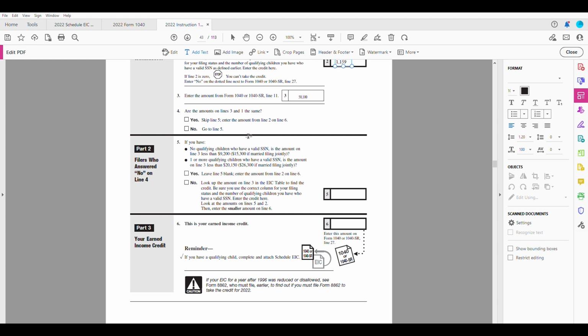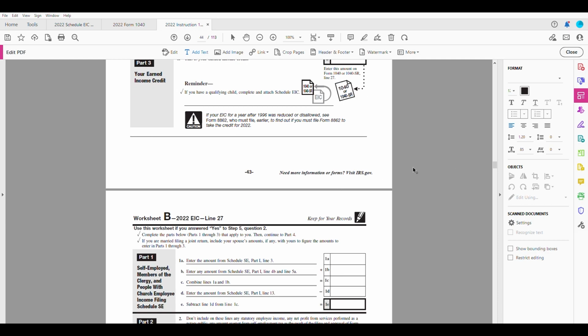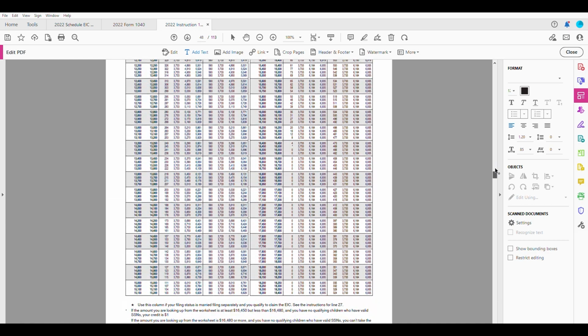So let's go to line 5. If you have 1 or more qualifying children and valid Social Security, is the amount less than 26,300 if you're married filing jointly? No, it's not, right? It's 50,100. So now we have to look up on line 3, the amount on line 3, which is the 50,100, and go back to that table that we are looking at and recalculate the EIC.